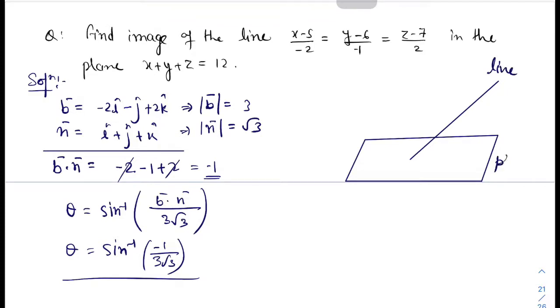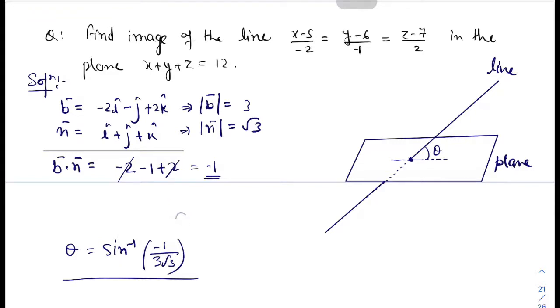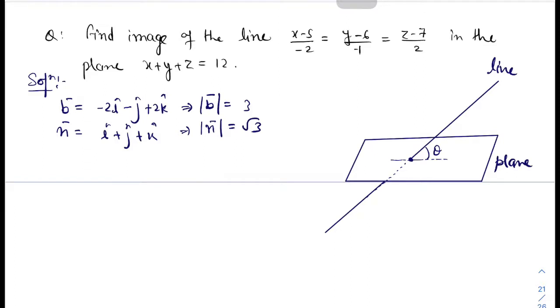This is the line, this is the plane, and the line is intersecting the plane, and continues in the opposite direction like this. So this is our line. They are intersecting obviously at some angle. We have easily calculated this angle. In this question there was no need to calculate this angle. This was just to make you understand that the line and plane are not parallel.